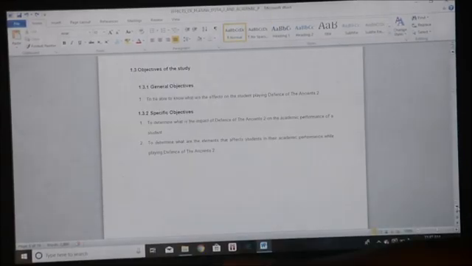Next is the objective of the study. Their objective of the study is correct because it is composed of two parts, the general objectives and the specific objectives. You should always have objectives in your research so that you are guided on what to do and how to conduct your research study.